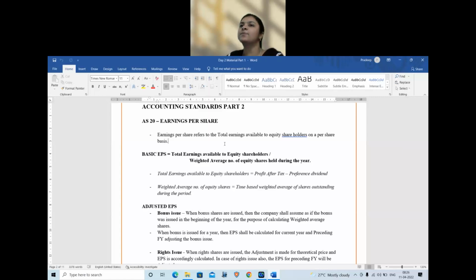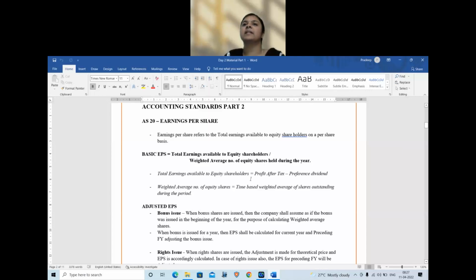Now this standard speaks about three formulae that you have to remember, or three sets of EPS that we will remember. Basic EPS, adjusted EPS and diluted EPS. So three sets of formulae that we will remember here: basic, adjusted and diluted EPS. Now what is basic EPS?